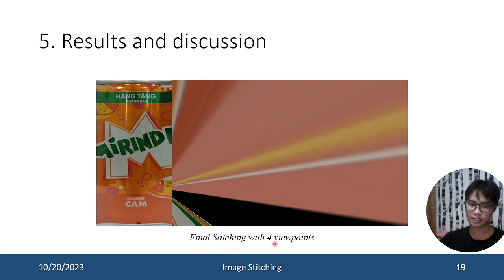This is the final stitching with 4 viewpoints. We compiled 4 and 6 images, passed them through the motion estimation, and then stitched them together. But with 4 viewpoints, the panorama image gets very bad, as you can see.